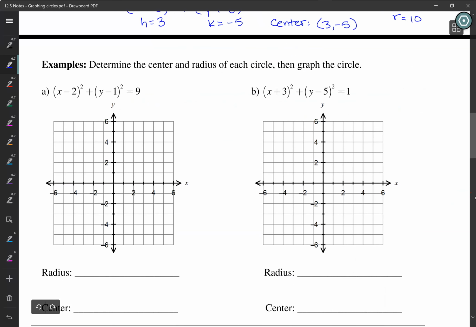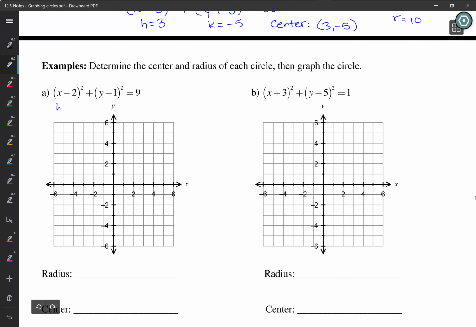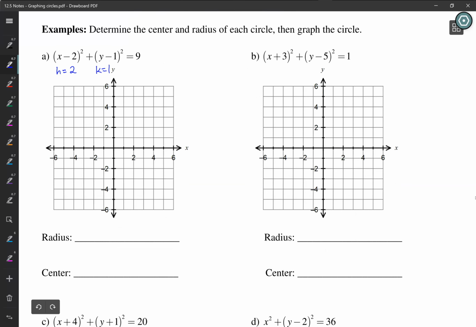So let's look at an example. So I've got x minus 2. That means h is positive 2. y minus 1. That means k is positive 1. That's my center right there. Positive 2, positive 1. And that 9 is r squared. So take a square root. The radius is 3.